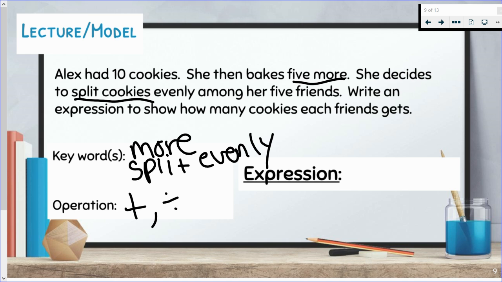So that expression is going to look a little bit different. We're going to start with the 10 cookies and we're going to add 5 more. So that is our first step, and I'm going to put that in parentheses to show that we're going to do that first. After she adds the 5 more cookies, we're then going to split them evenly among her 5 friends. So that is what our numerical expression would look like. Again, we have 10 plus 5. She had 10 cookies, got 5 more, and then she divided them by 5. So we have 2 separate steps there. All right, let's move on.